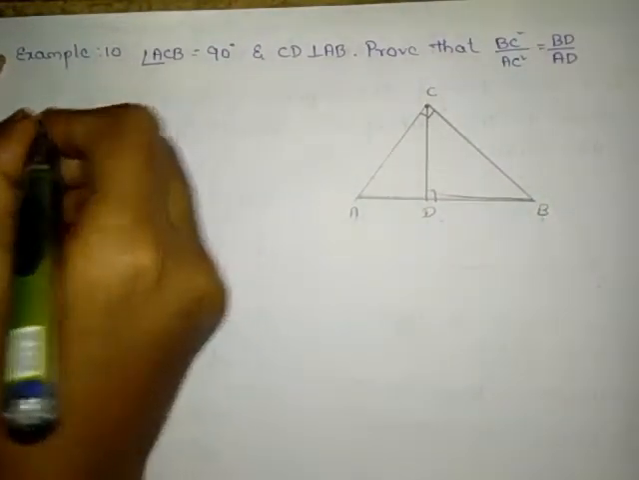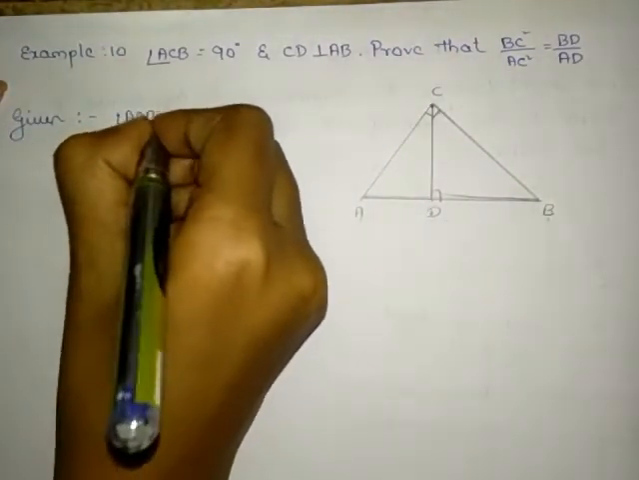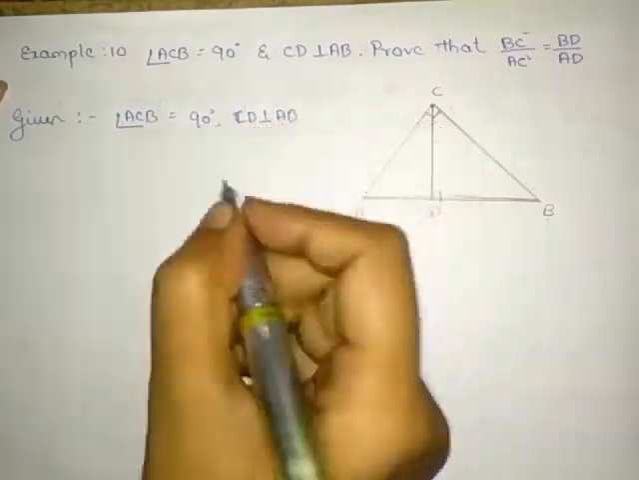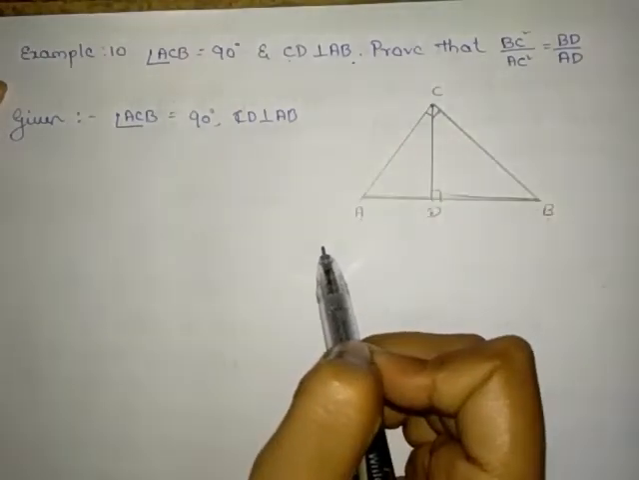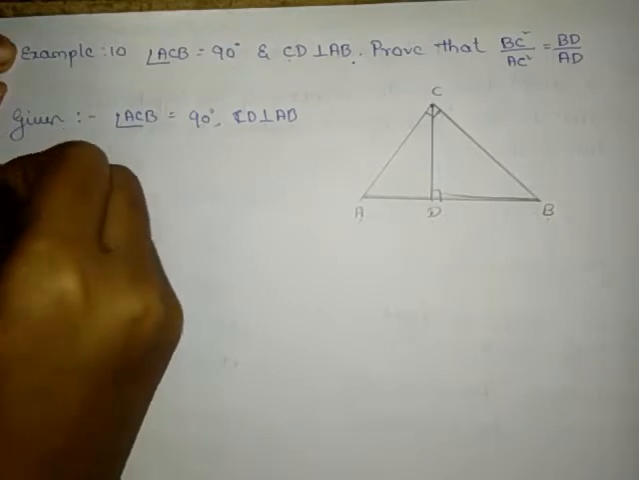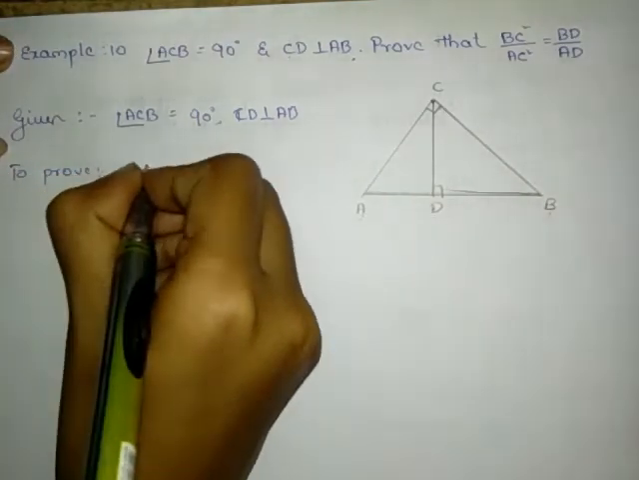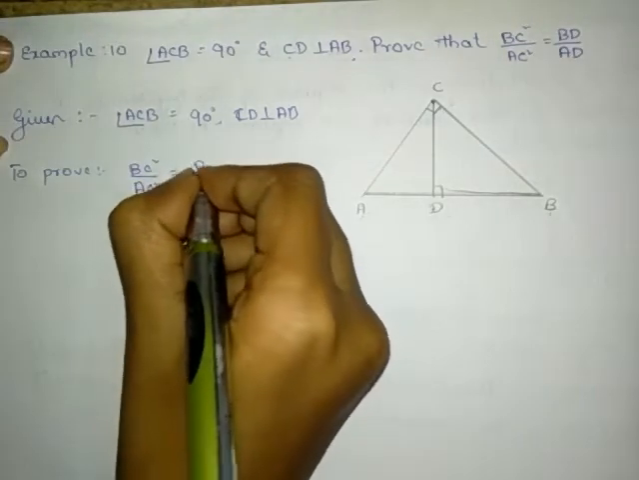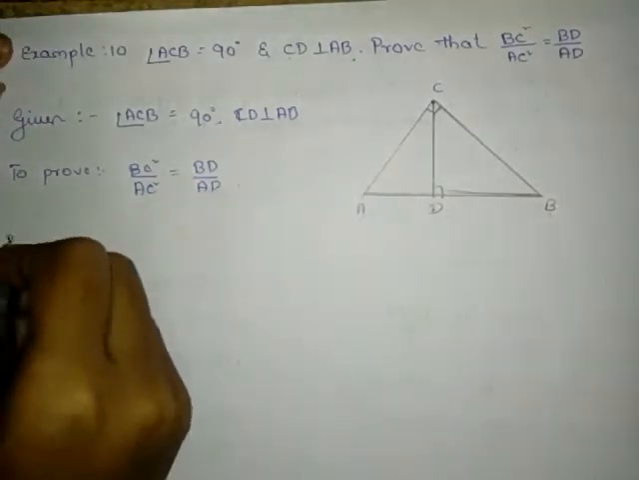Here, given angle ACB is 90 degrees and CD is perpendicular to AB, right? Already they have given that CD is perpendicular to AB, so there is no need to construct it again. We need to show that BC square divided by AC square is equal to BD divided by AD, right? Proof.